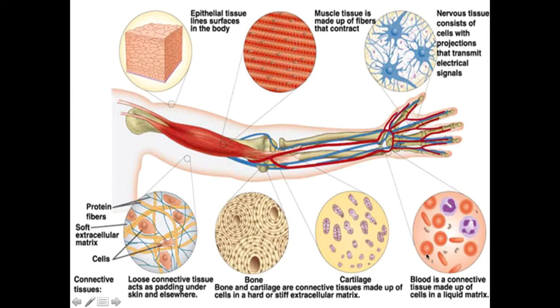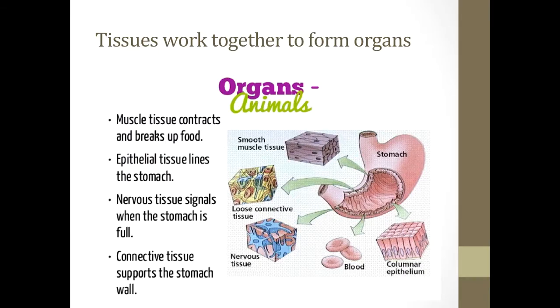We have blood, which is connective tissue, so our cells can get the oxygen and get rid of the waste. We have cartilage for cushioning, so our bones don't grind together. We have bone, which gives us support. And then we have loose connective tissue, padding under skin and elsewhere. So this is just kind of a generalized picture. They're all working together for one bigger goal.